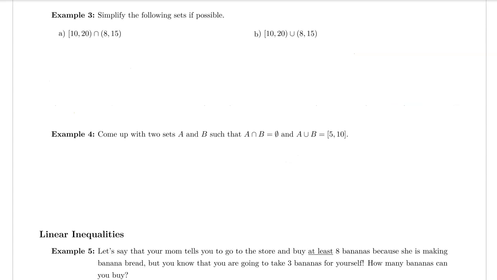Example 3 says, simplify the following sets if possible. For part A, we have the interval from 10 to 20 intersect the interval from 8 to 15. So I'm going to go ahead and draw out a number line so we can see where these two sets have overlap.